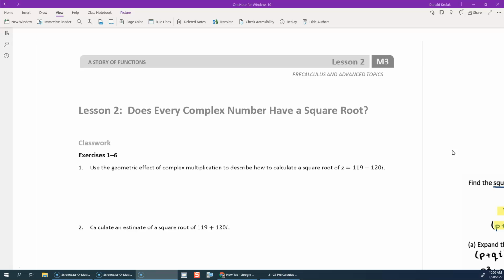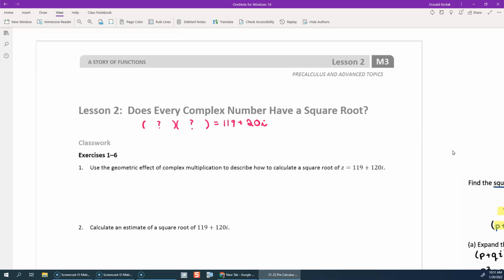All right. So what we're going to do is figure out what the square root is of a complex number. We know that when we take the square root, what I'm trying to figure out here is, what if I multiplied those two, I'm going to get 119 plus 120i.